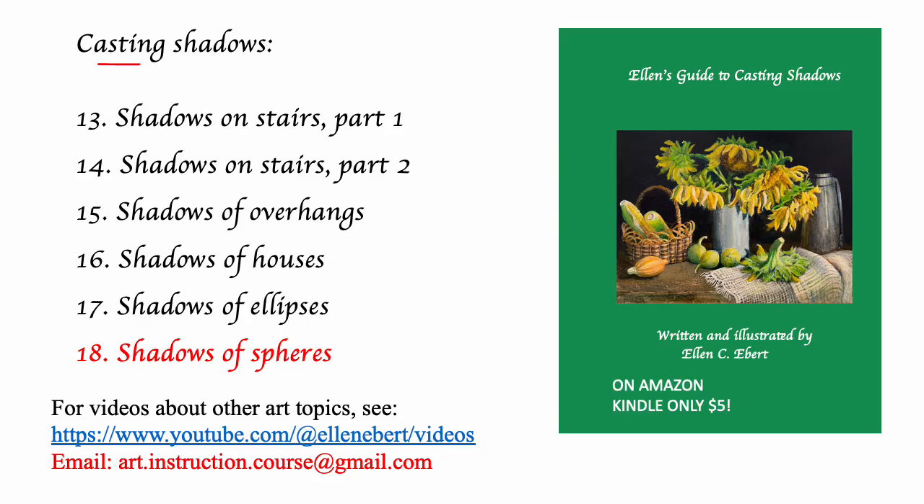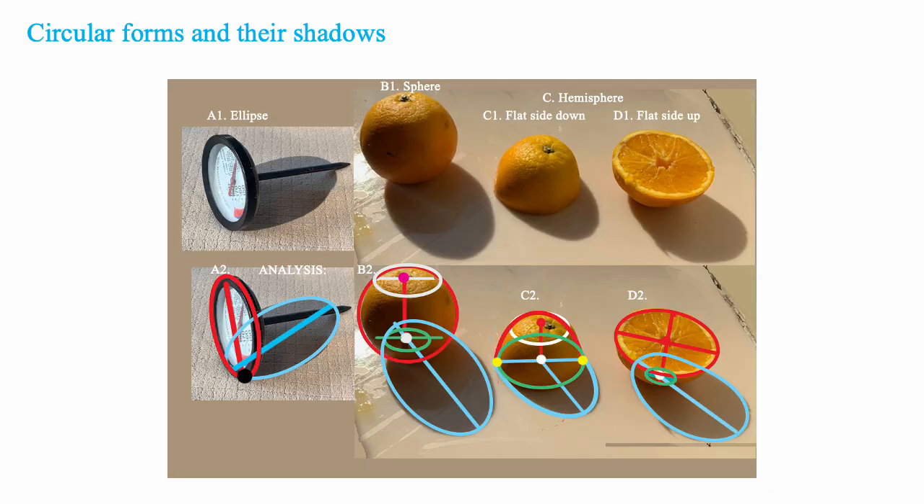This video in my Casting Shadows series is about shadows of spheres. The shade and the shadows tell us the type of circular form we're dealing with. An ellipse or disk has a constant value to indicate that it's on one plane, and it touches its shadow at one point. A sphere, in contrast, has gradations from light to dark, and it sits on its shadow.